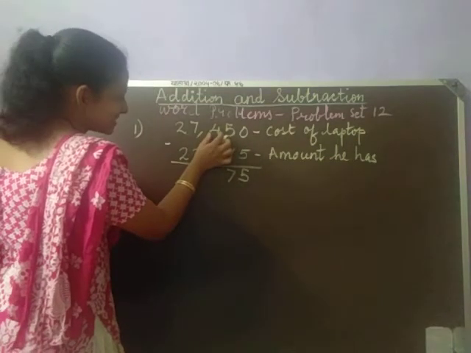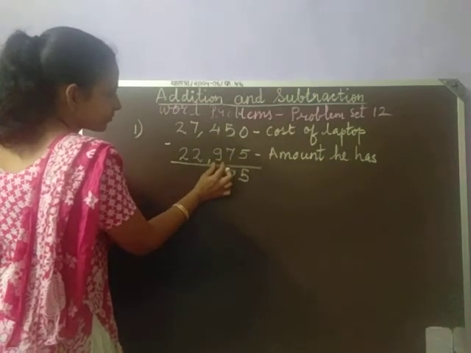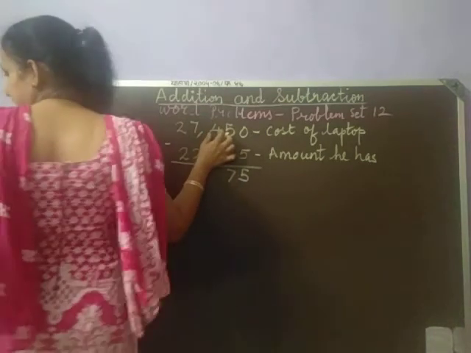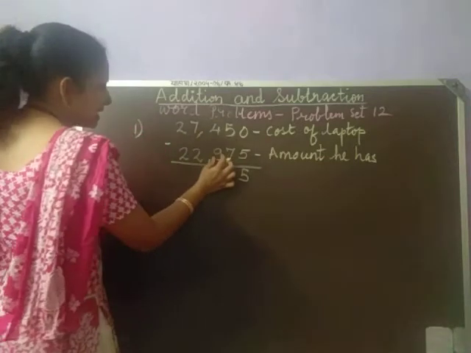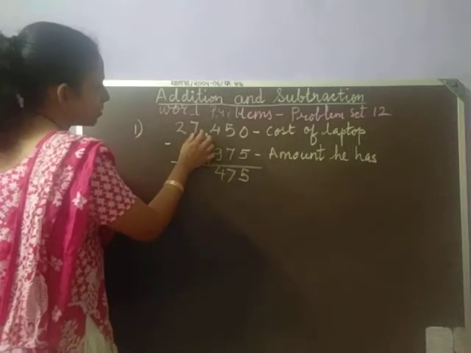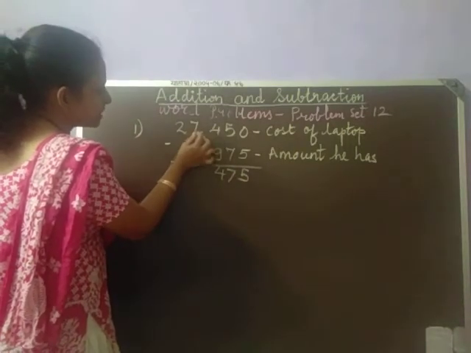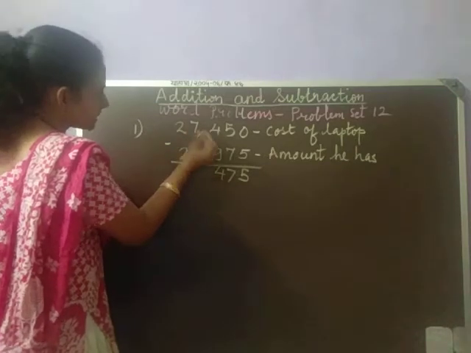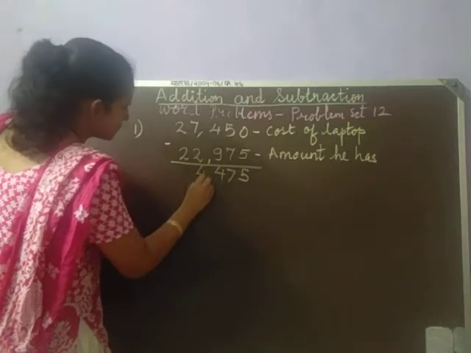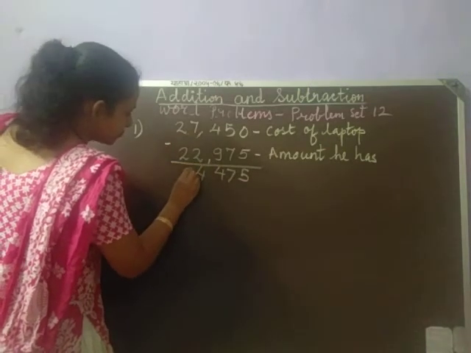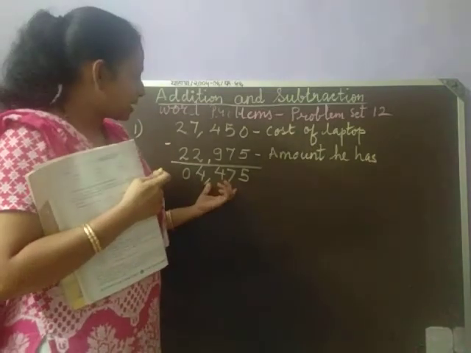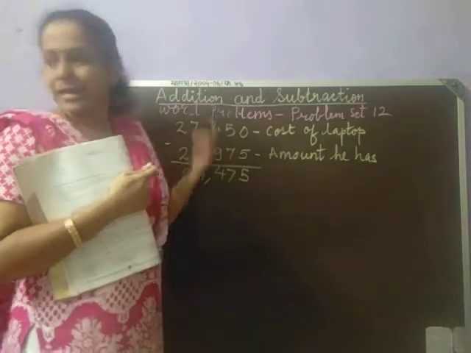Now here 3 is there. So again 3 is smaller than 9. But we have to borrow from this side. So this will become 13. 13 minus 9 is 4. And now since we have borrowed 1 from here, this becomes 7 minus 1, 6. 6 minus 2 we can easily do. So 6 minus 2 is 4. And 2 minus 2 is 0. So this is the amount Prathamesh requires or needs to buy the laptop.